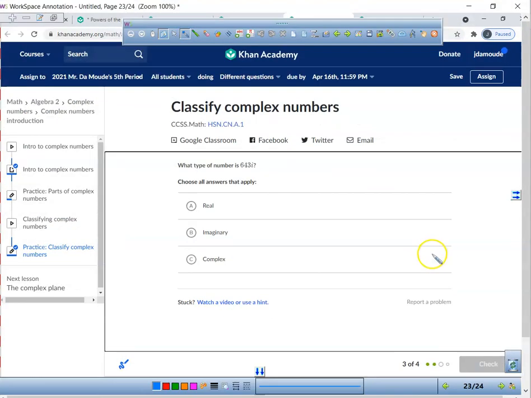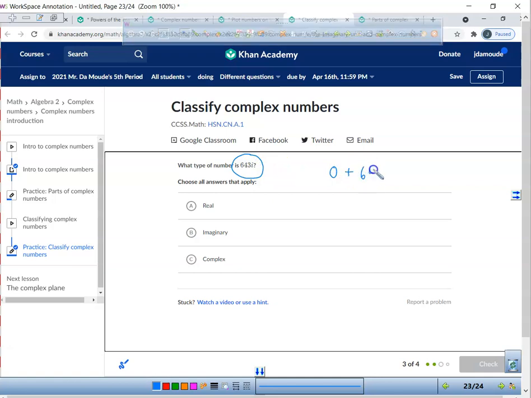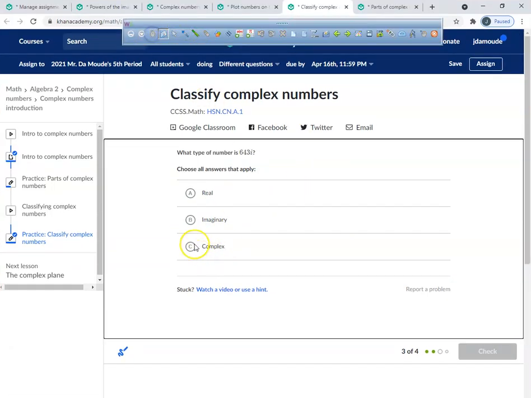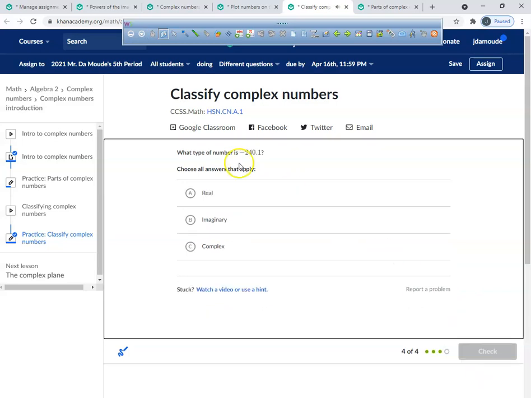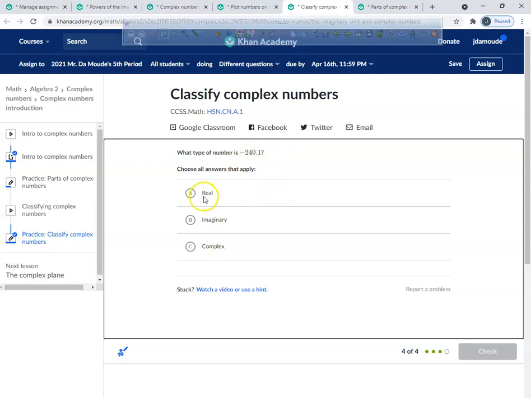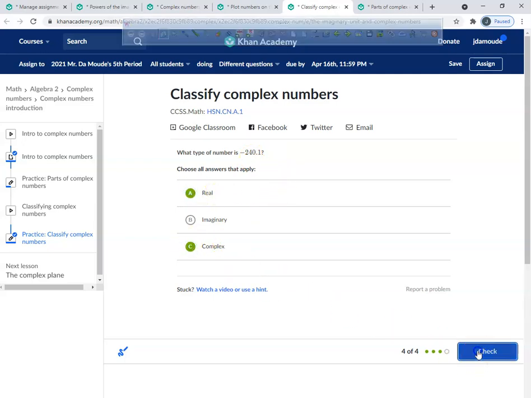My apologies. All right. So this right here, 0 plus 643i. That's a real number. That's an imaginary number. So it's complex and imaginary. All right. This one is a real number, but it's also considered to be a complex number because you could put plus 0i at the end. We're going to call it real and complex.